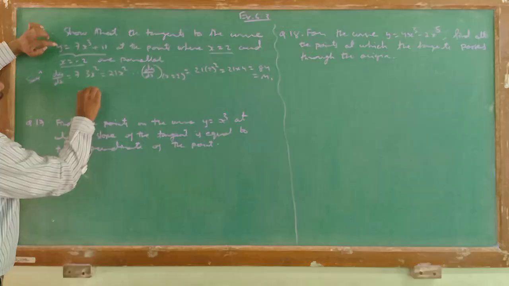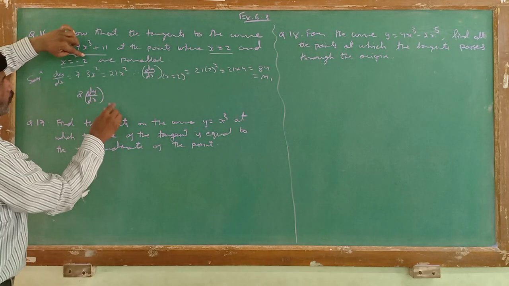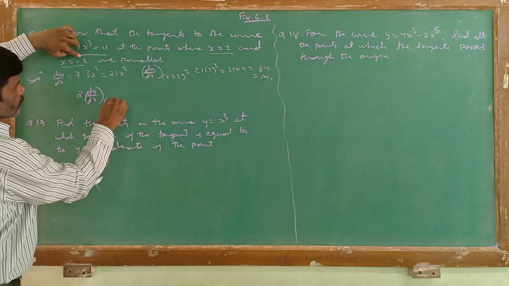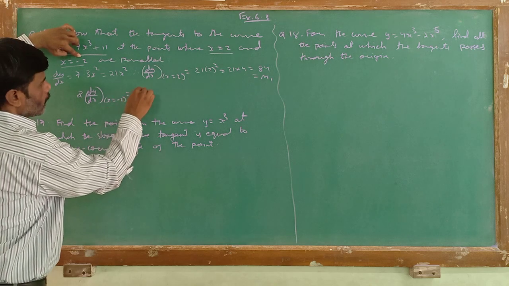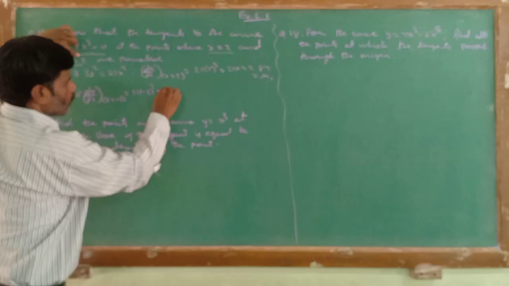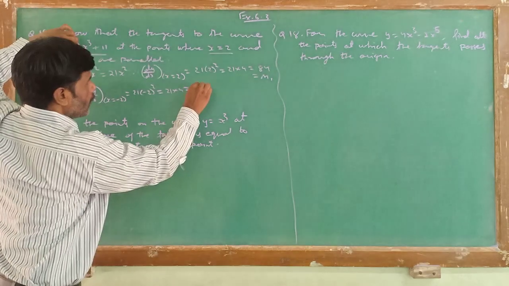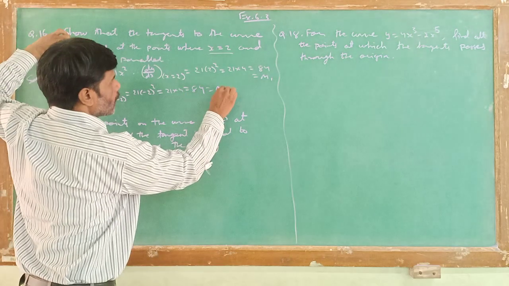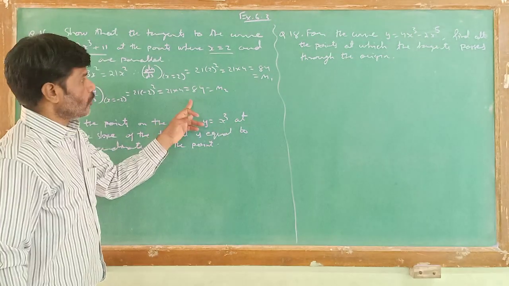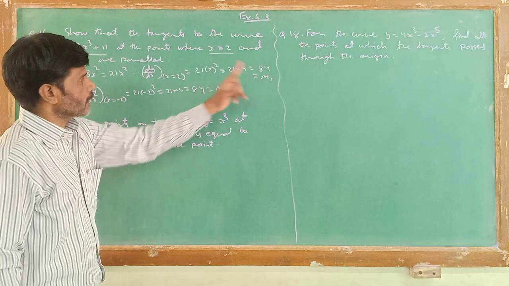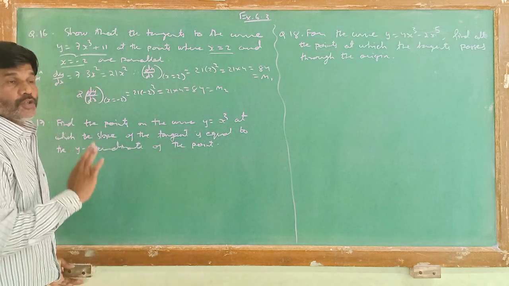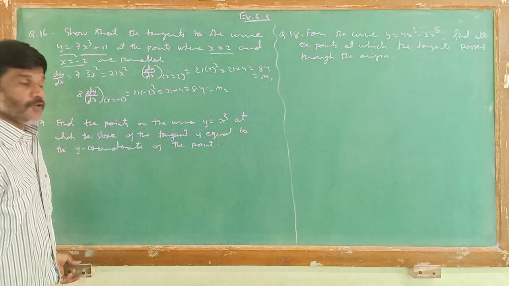And dy by dx at x equals minus 2 is 21 into minus 2 square, that is same 21 into 4, which is equal to 84. That is the slope of the second tangent. So here you are observing the slope of both the tangents are the same. Therefore both tangents are parallel to each other.